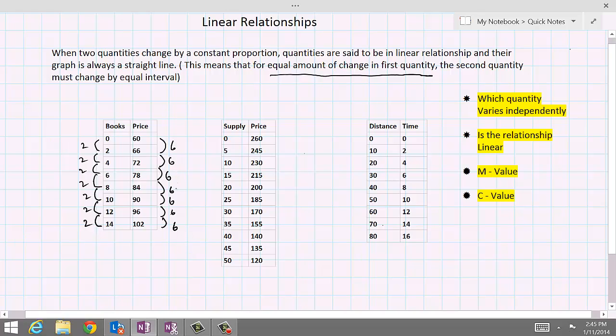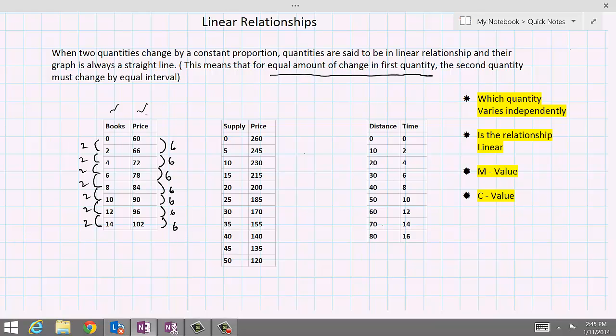Whether they are increasing or decreasing, that is independent. But for equal intervals in the first quantity, there should be a change by equal intervals in the second quantity. That way we can say that the books and the price, both quantities, have a linear relationship, which could be represented by a straight line.